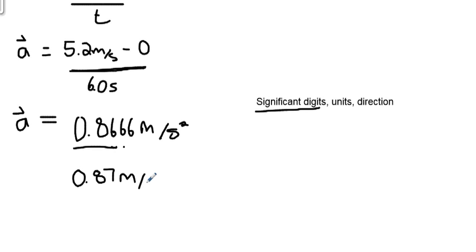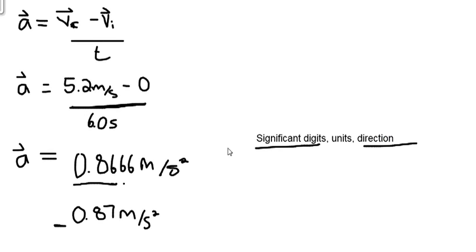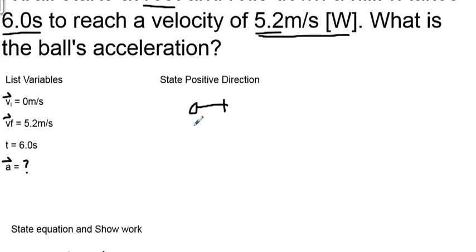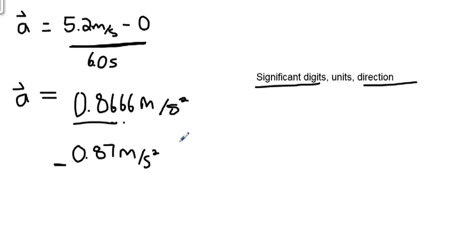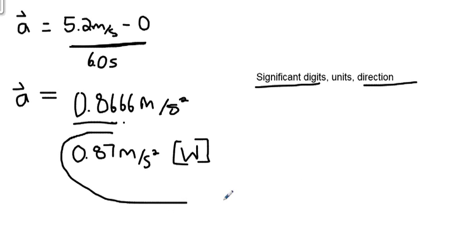I need to include units, which are meters per second squared, and I need to worry about my final direction. Because my final answer is positive, that means that this ball is traveling in our positive direction, which is west. If our final answer had turned out to be negative, that just means that the ball is traveling in the east direction. So our final answer is 0.87 meters per second squared west.